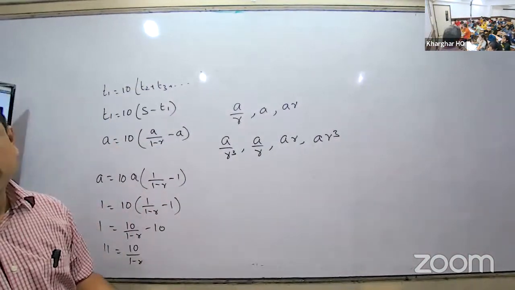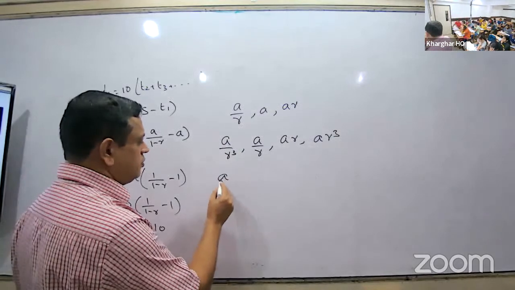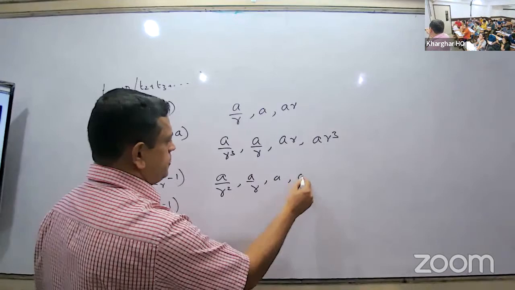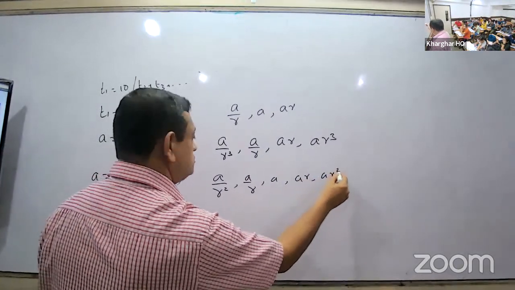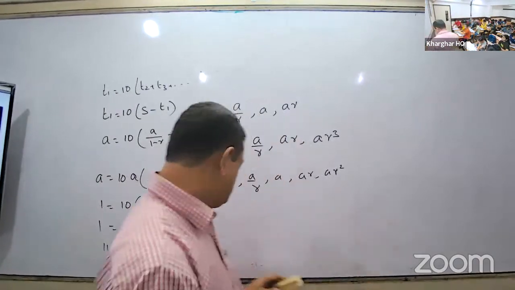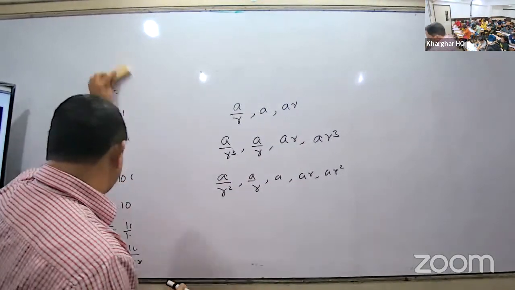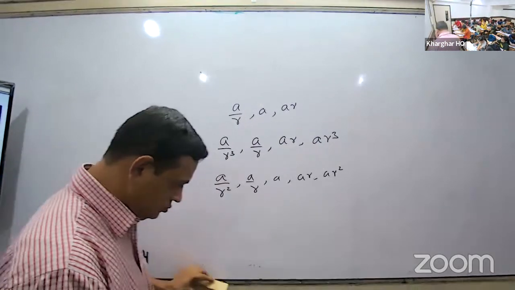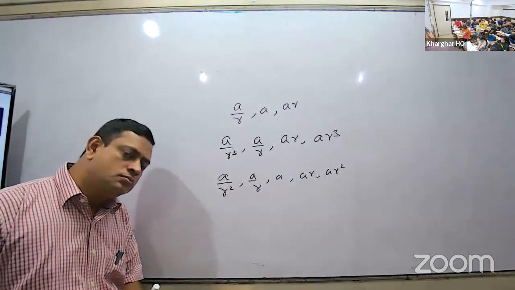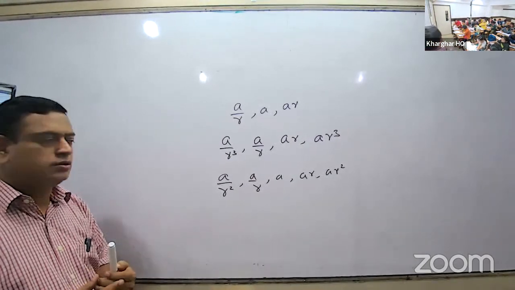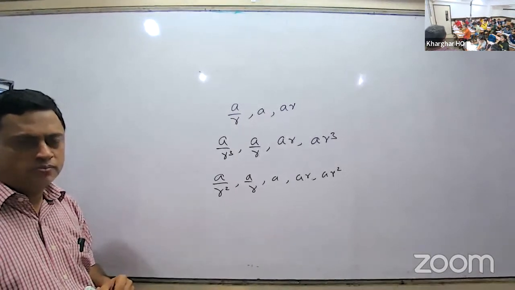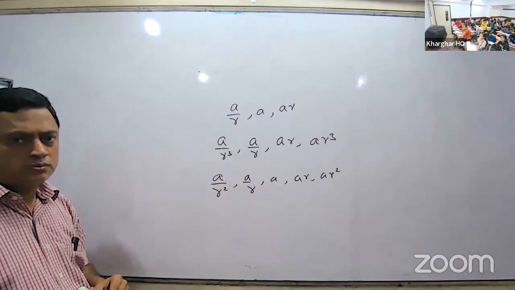Okay, and 5 terms you know how to write. What are they? A by R square, A by R, A, AR, AR square. Write the first term and common ratio. Completed, all of you? 3, 4, 5 terms are done.